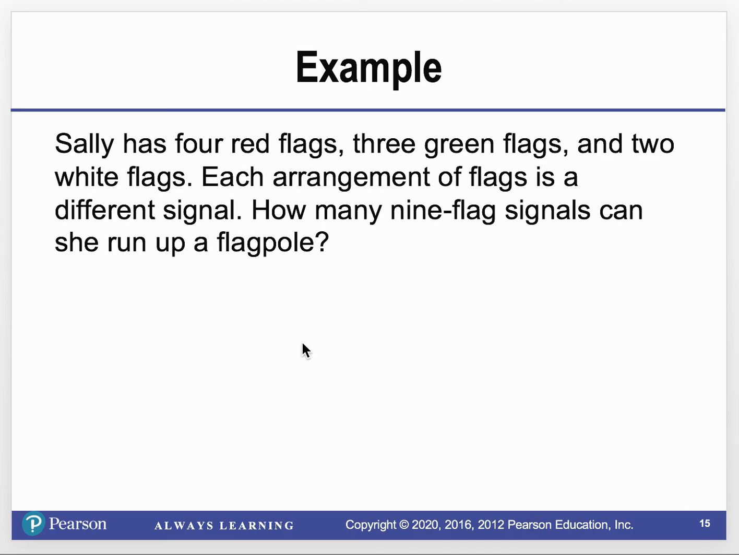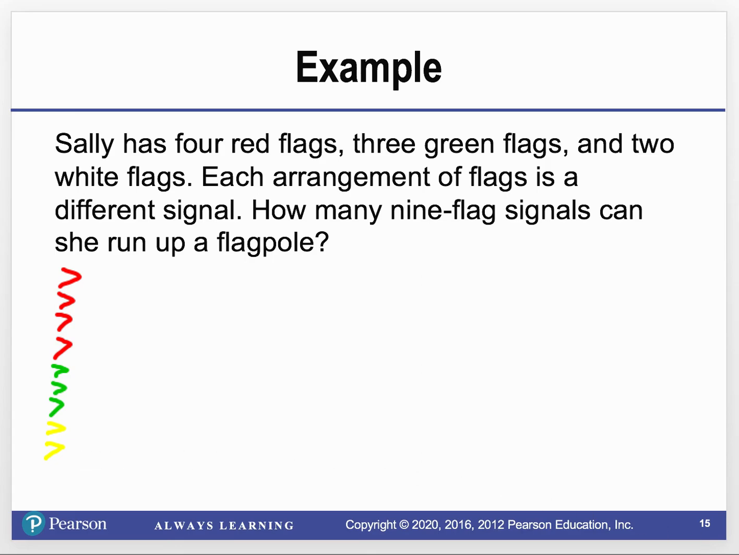So let's say, 4 red flags. So 1, 2, 3, 4. 3 green flags. 1, 2, 3. And 2 white flags. I don't know if this will show up over here. It will not. Let's make them yellow instead of white. Barely shows up, so we'll imagine they're white.